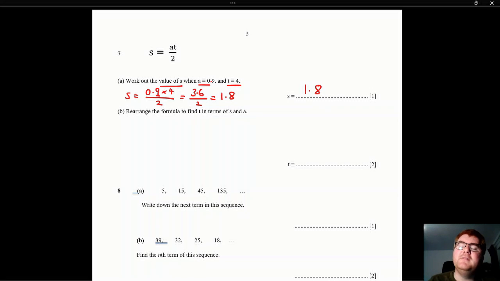Part B, however, cannot be done on the calculator. We need to rearrange the formula. Again, very key topic you need to know. And we want to find T in terms of S and A. So what does this actually mean in real English?